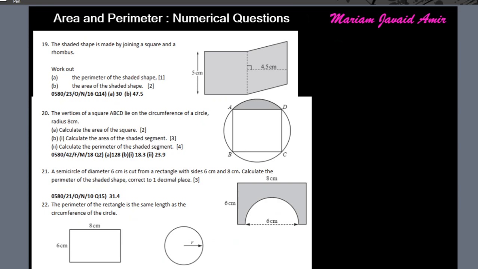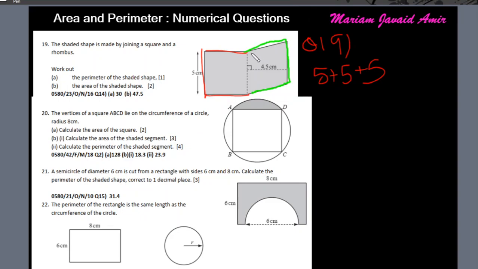Okay, question number 19, which says the shaded shape is made by joining a square with a rhombus. Work out the perimeter of the shaded shape. So if this is a square and a rhombus, we know if this side is 5, then this side is also 5 and this side is also 5, so we get 5 plus 5 plus 5. Then we have this side, this is a rhombus, so this side will be equal to this side, so we need plus 3 times one of these lengths.